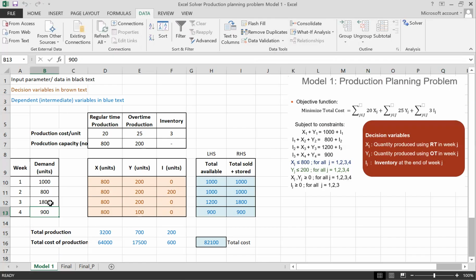Fine. Now let's reduce it back to this and play with the data more. Suppose we reduce the cost of production, let's say make it 18, and solve it again. This is not very helpful. This is fine.